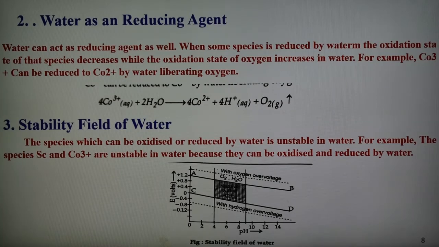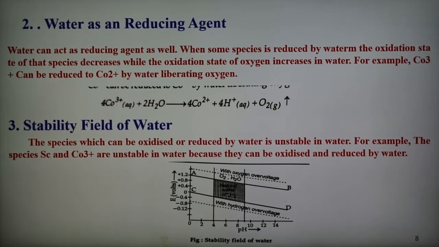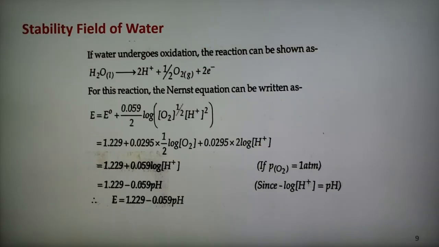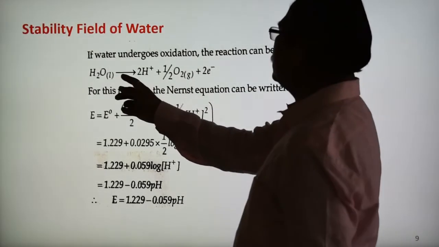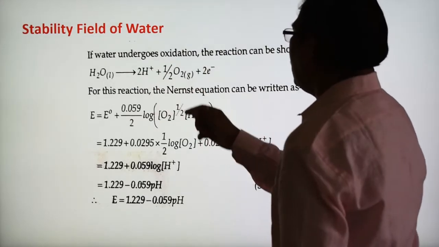When the potential versus pH is plotted, the region where water survives is called the stability field of water, shown here by the dotted line in the curve. So this is the stability field of water shown in the figure. In the next part, if water undergoes oxidation, the reaction is shown here. Water, a liquid, undergoes oxidation with a loss of electrons, forming H plus ions and half oxygen.